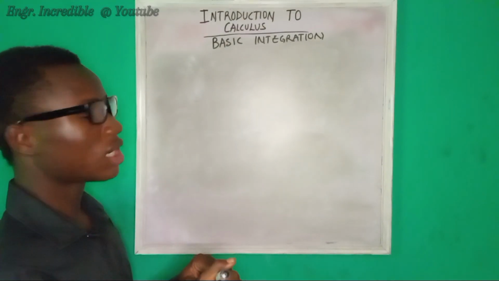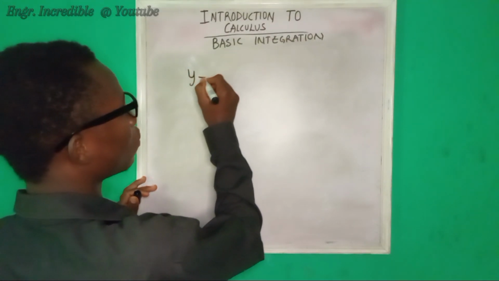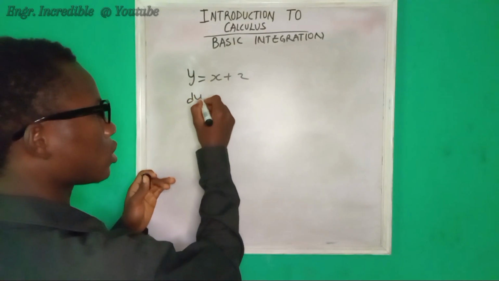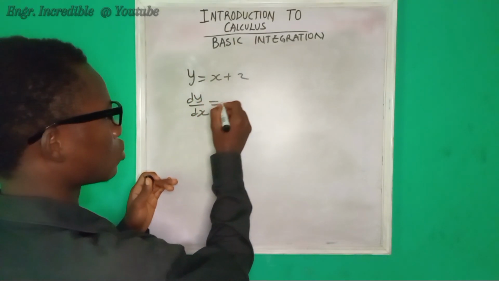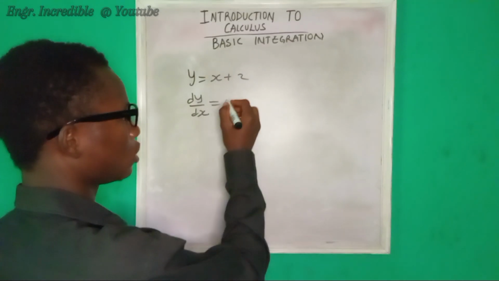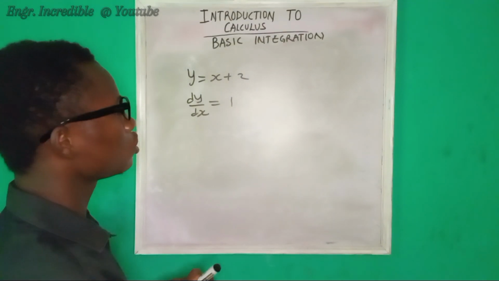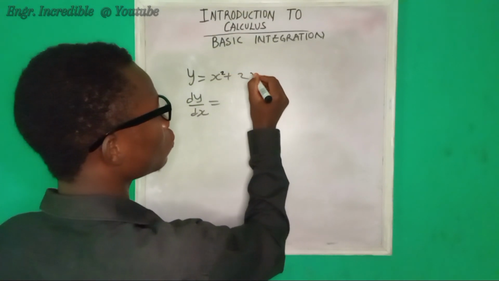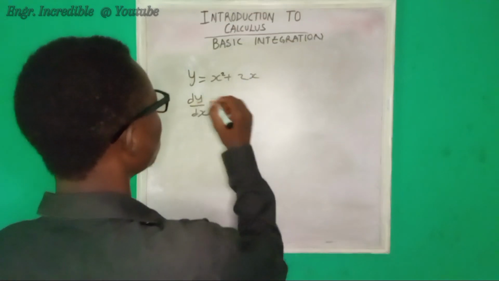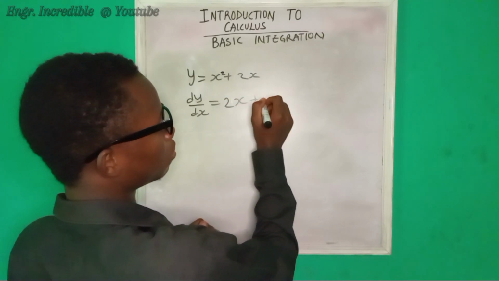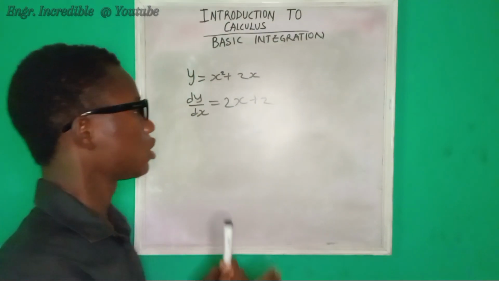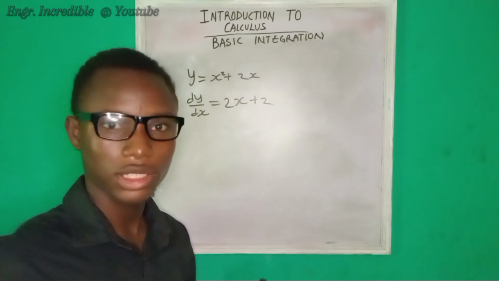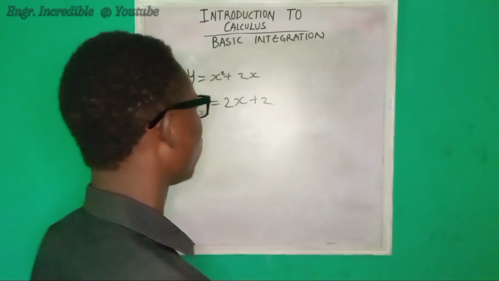So let's say, for example, normally we have something like y equals x plus 2. So we have to find for the y, the x is equal to whatever this will give us. Let's say 1 or whatever. But let me use something like x squared plus 2x. When we differentiate this, we have 2x plus 2 as our answer. But integration is like finding the reverse form of differentiation.